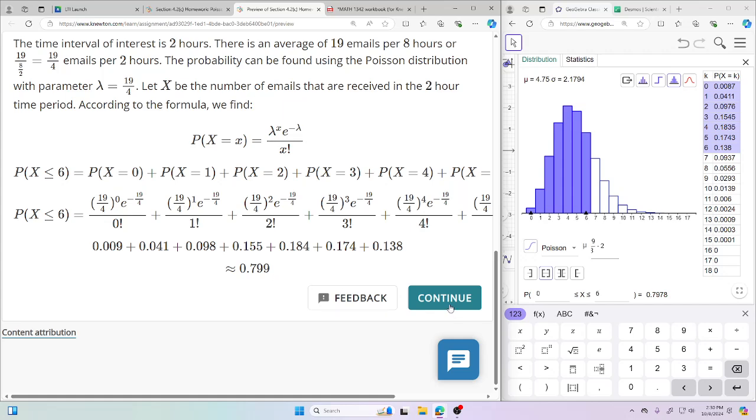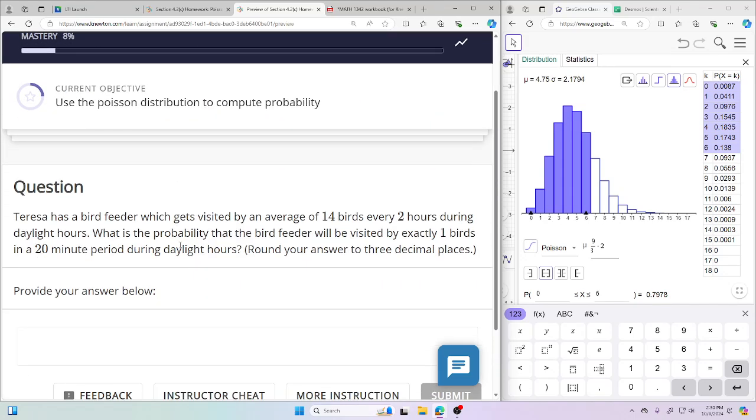GeoGebra. So, birds! Ah, it's one of my favorites.